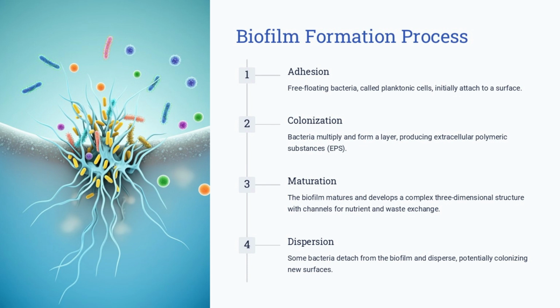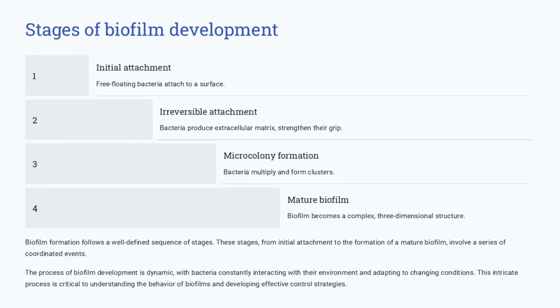Understanding this biofilm life cycle is crucial for managing and controlling biofilm-related issues in various industries and applications. Biofilm formation is a multi-stage process that bacteria undergo to establish a complex, three-dimensional structure. The first stage is initial attachment, where free-floating bacteria attach to a surface. In the next stage, irreversible attachment, the bacteria produce an extracellular matrix that strengthens their grip on the surface.